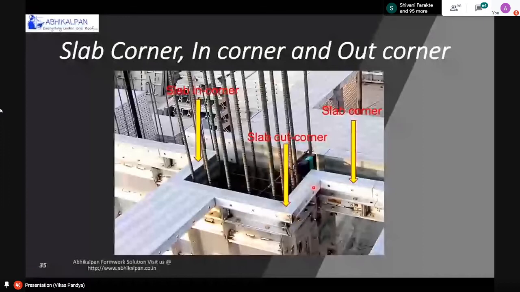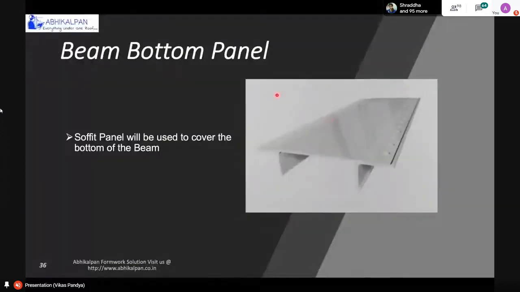Thank you very much. The next panel or next component is the beam bottom panel, which is mainly placed at the bottom of any beam. It covers the bottom portion, and on this side rail, we will place the side panel of the beam.